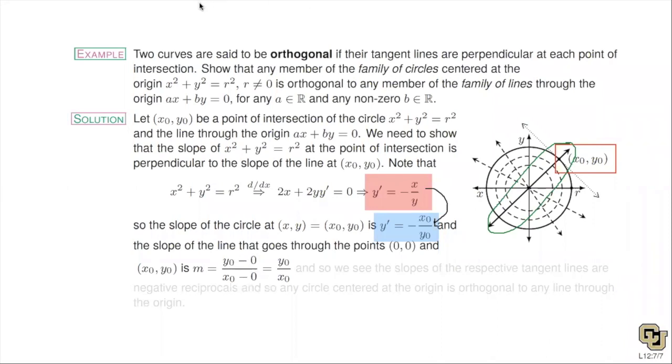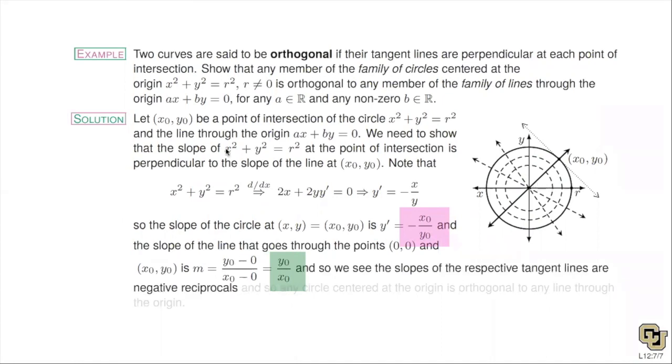We see the slope of the tangent line of the line going to the origin is y sub 0 over x sub 0. And so these two lines are perpendicular because this slope is the negative reciprocal of this slope. And so circles and lines form what we call an orthogonal family of curves, okay? And so the next question is, who cares?